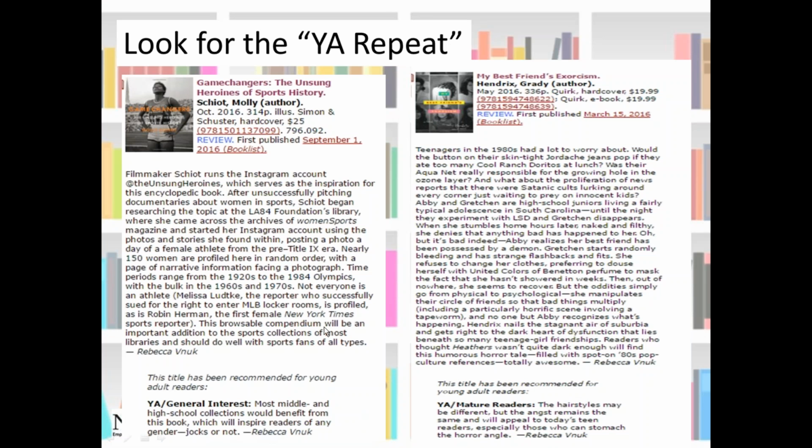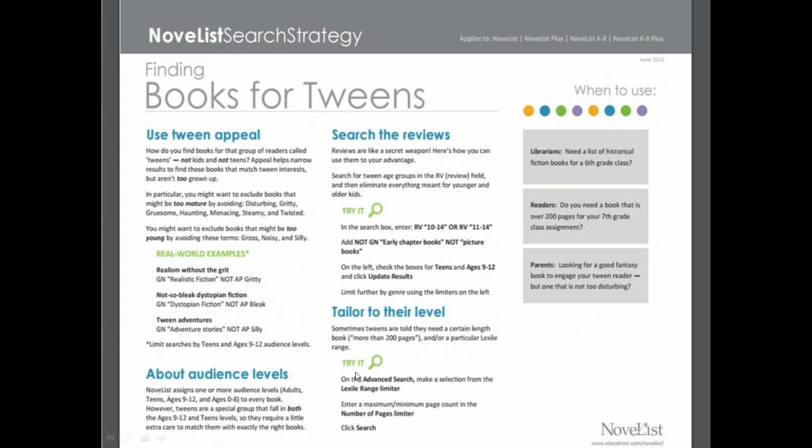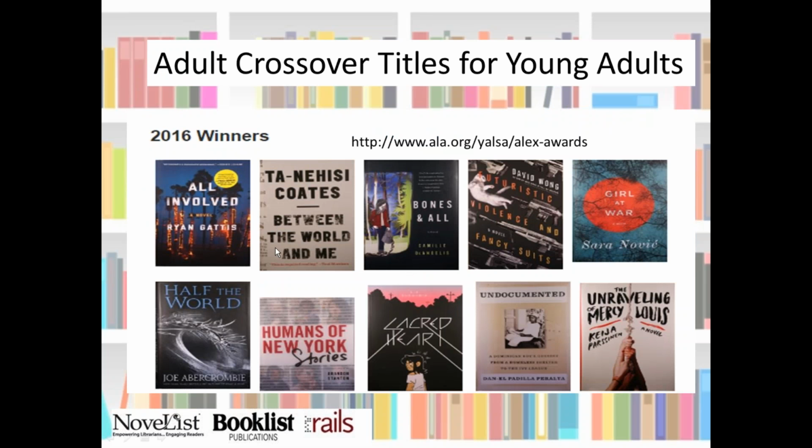So, I just wanted to make sure that I hit these points, and I did during the live demo there, which was to look for that YA repeat. And here is a little bit from Novelist on their search strategy. This, again, is the sort of thing you can pull up in Novelist when you're looking at the Reader's Advisory section. It tells you how to do a search strategy within Novelist. And this one happens to be particularly for tweens. So moving right along, let's talk a little bit about adult crossover titles for young adults.